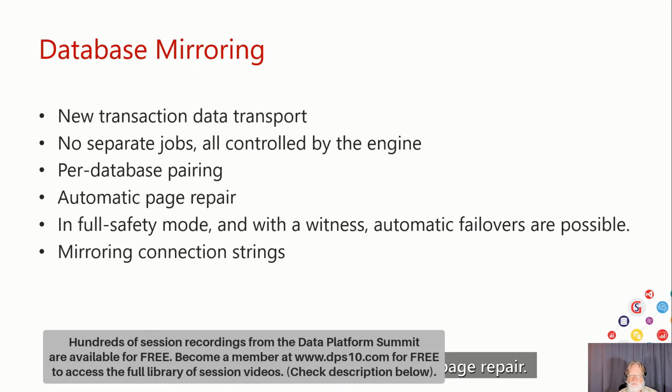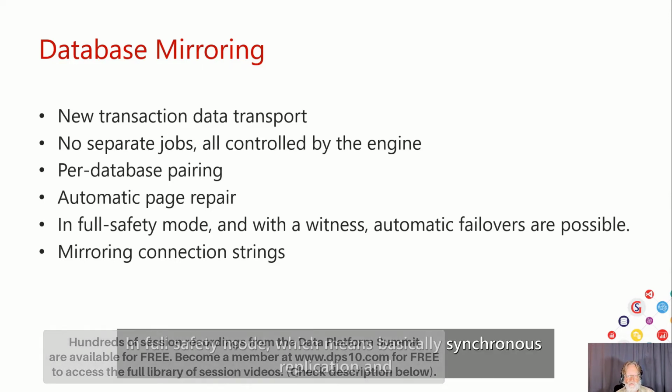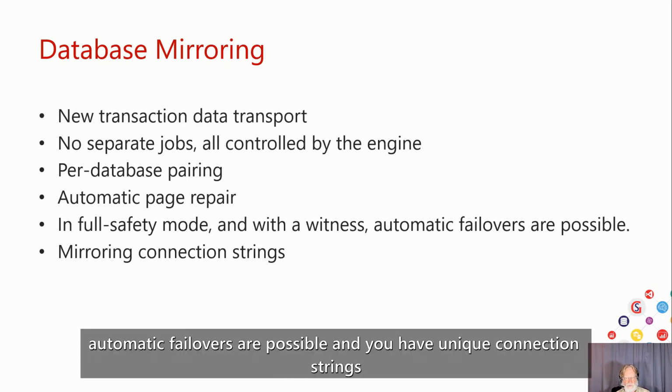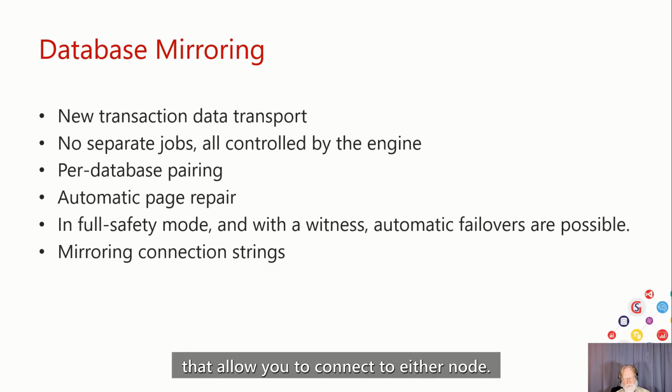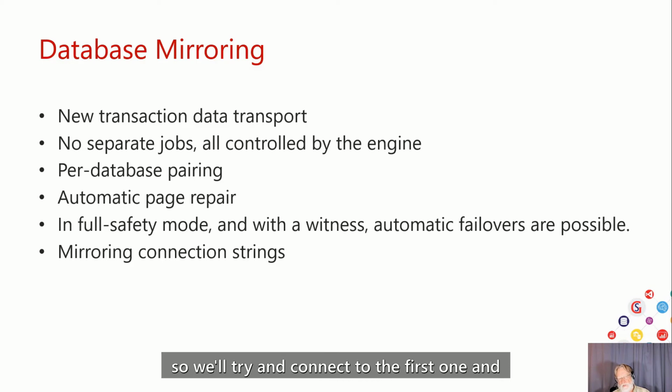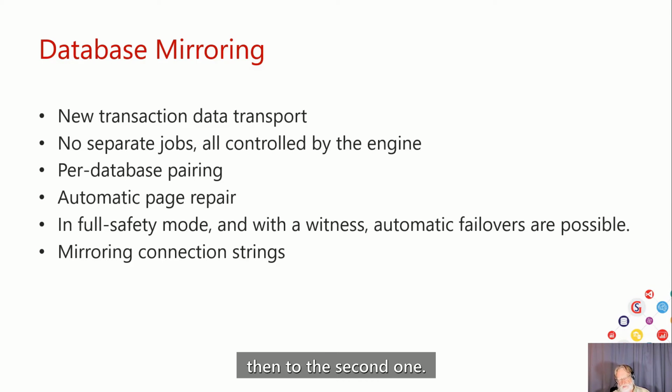This is where we brought in automatic page repair. So if a read on a secondary fails or shows a corruption, we can pull that page from the other copy if it's intact and automatically repair that on the primary. In full safety mode, which means basically synchronous replication, and with a witness, automatic failovers are possible. And you have unique connection strings that allow you to connect to either node. Basically, it has both the normal primary and the secondary in order. So we'll try and connect to the first one and then to the second one.